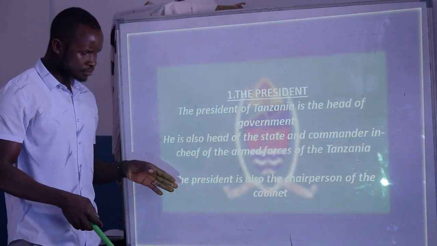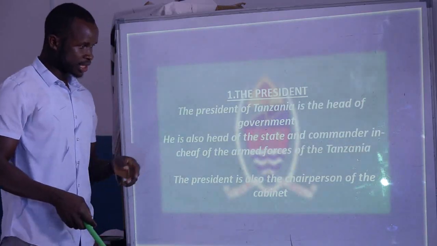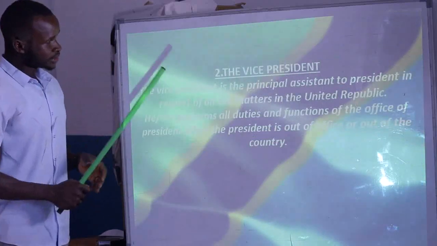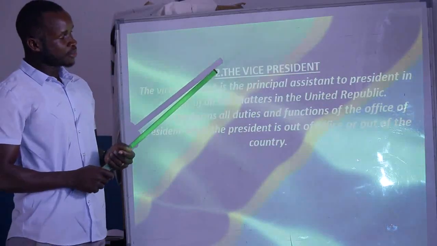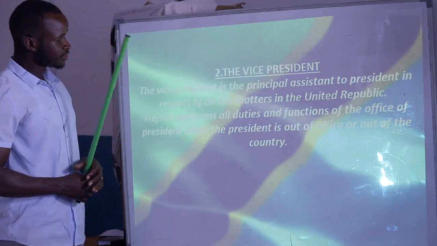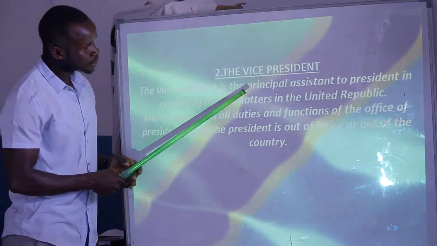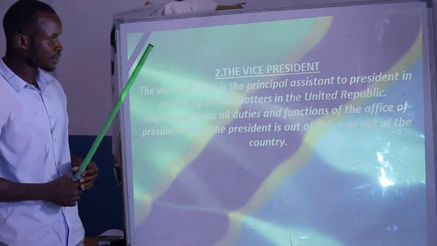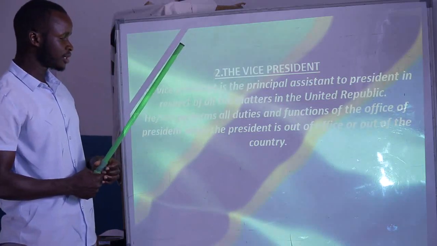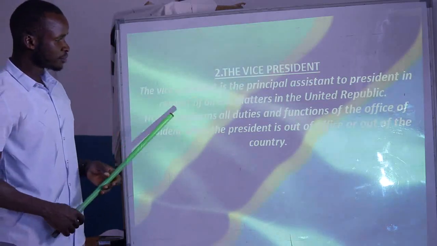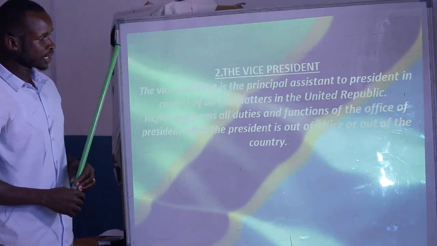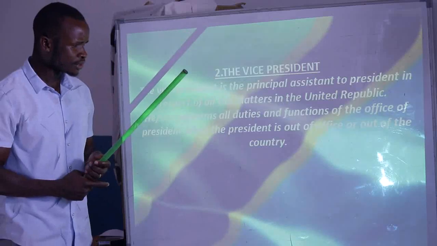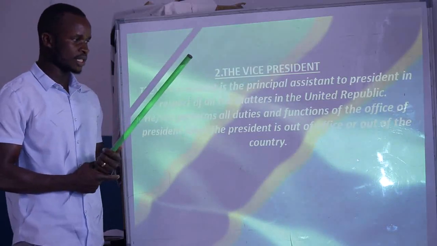But also, there is the Attorney General there. We'll see it as we continue with our discussion. After the President, or under the President, there is the Vice President. The Vice President is the principal assistant to the President in respect of all matters in the United Republic of Tanzania. He or she performs all duties and functions of the President when the President is out of office or out of the state.